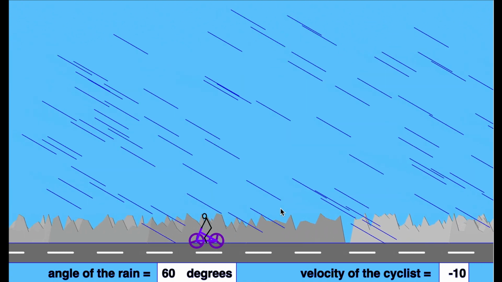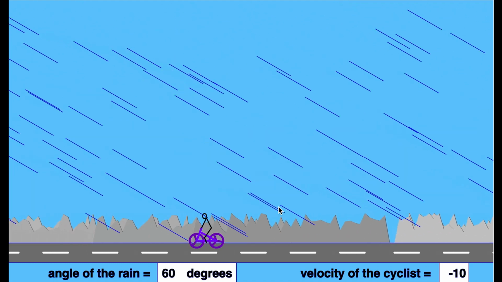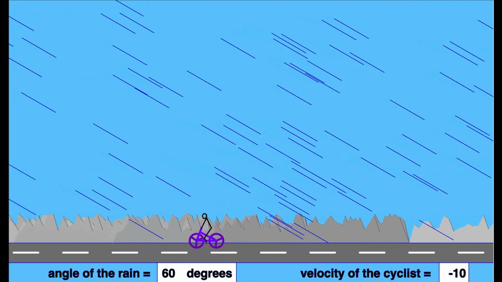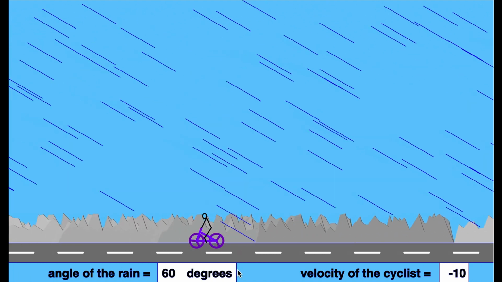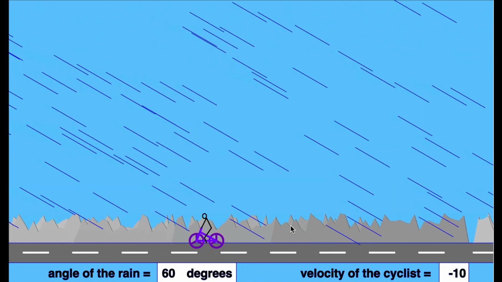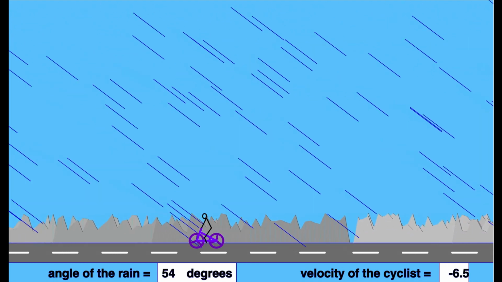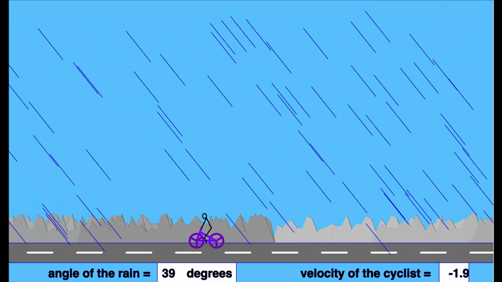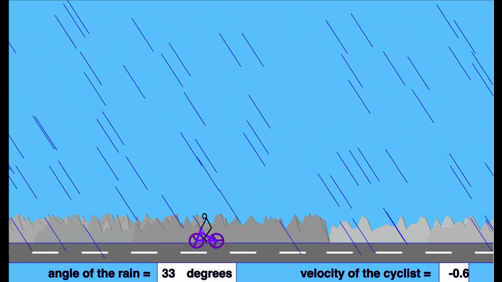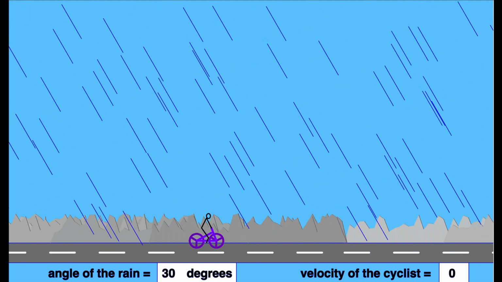This is an animation. Actually, it's a simulation where I've used a computer program to generate these images. And this computer program calculates the angle with which the rain is coming down and shows what you see in the cyclist frame of reference for any velocity of the cyclist. For example, if I slow it down, this is the angle at which the rain is coming down, 47. I slow down the cyclist to 0. Rain is now coming down at 30.